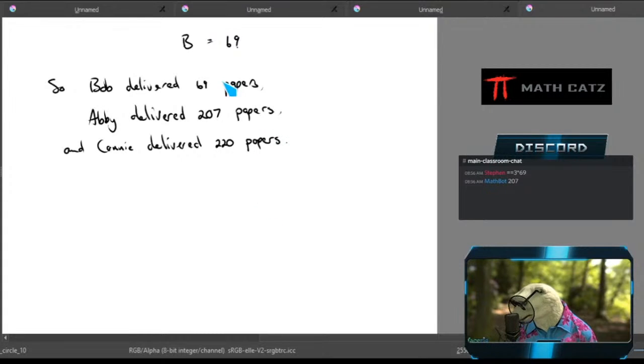Papers. And I can check if I add these up, do they add up to 496, just as a little safety. But it should be good. We can do that just to be sure. 69 plus 207 plus 220, and we get our 496, as we should if we do everything correctly.